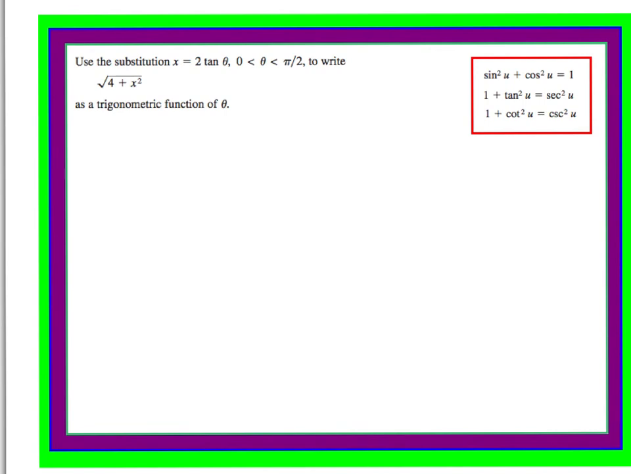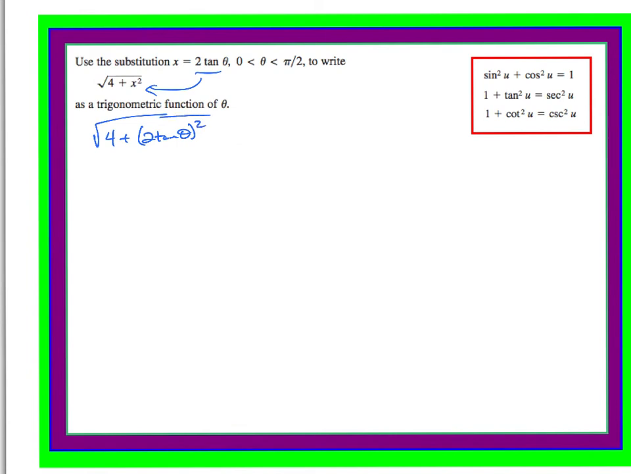All right, so we're going to use U substitution. I'm going to say x is equal to 2 tangent theta, and I'm going to write square root of 4 plus x squared in terms of theta. All I have to do is take what x is and substitute it in my equation. So now I end up having what? Square root of 4 plus the quantity of 2 tangent theta quantity squared.